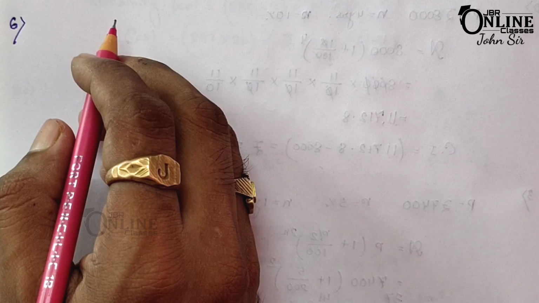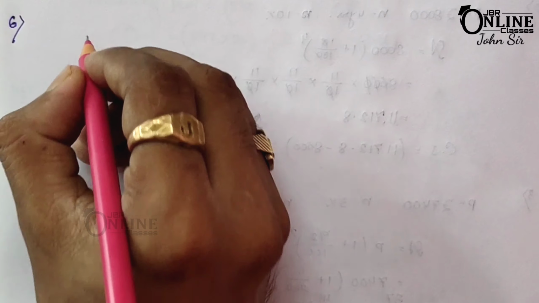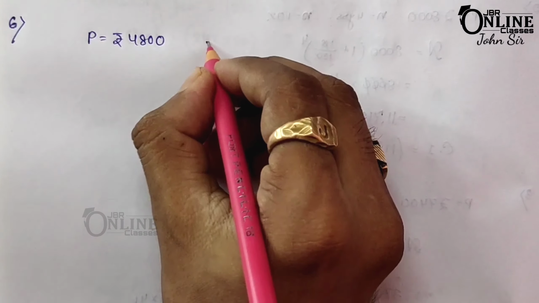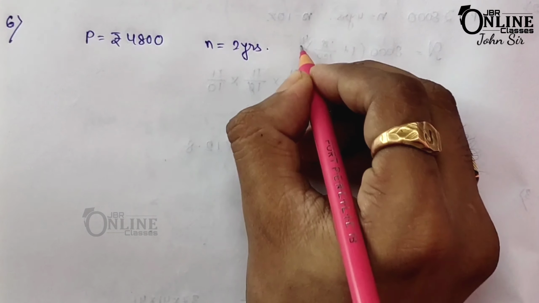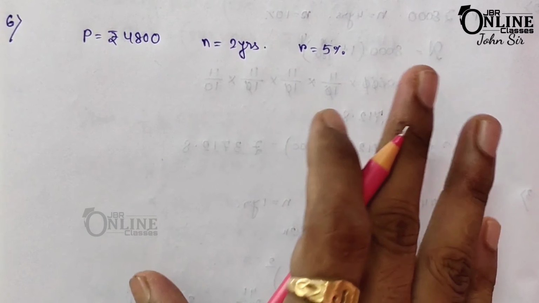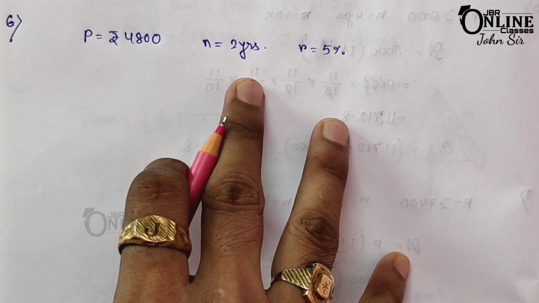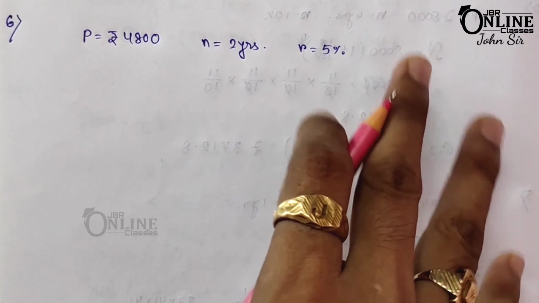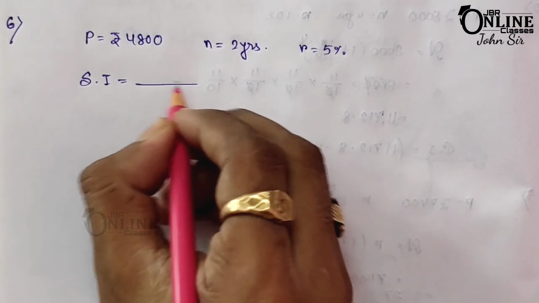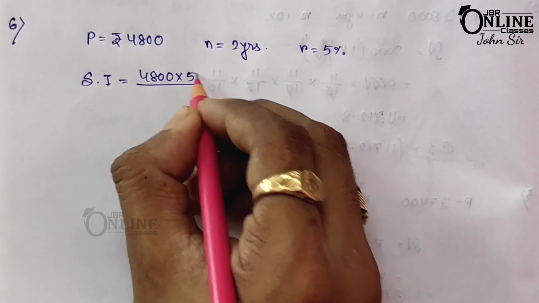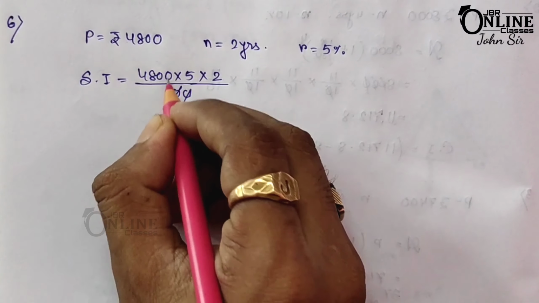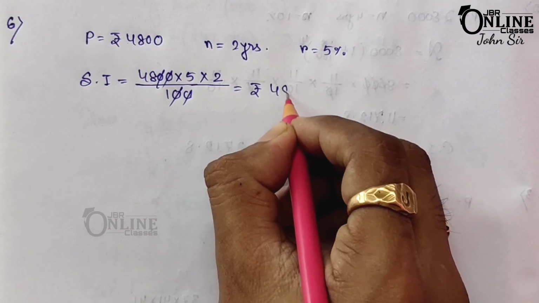Now sum number 6. Find the difference between CI and SI on the sum of, so here principal equal to rupees 4800. Clear? And here given n equal to 2 years and r equal to 5% per annum payable yearly. That means you have to find out the compound interest as well as the simple interest. First the simple interest, you know the formula, it's very easy, PRT by 100. So 4800 into R means 5, and T means time, so it's 2 by 100. So that equals rupees 480.